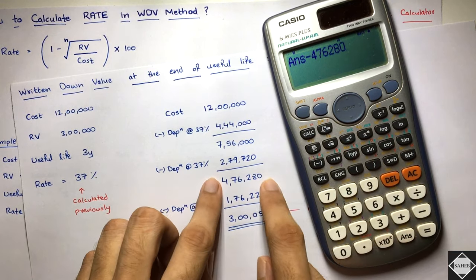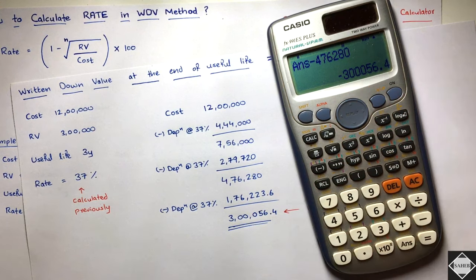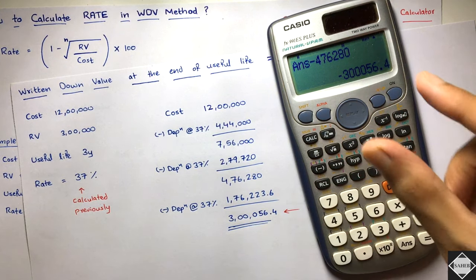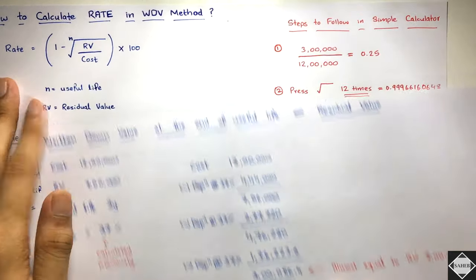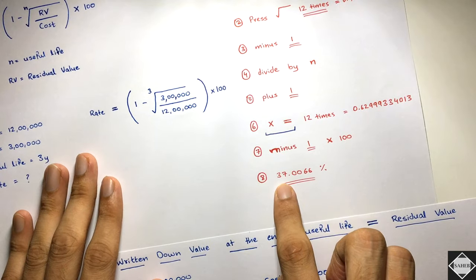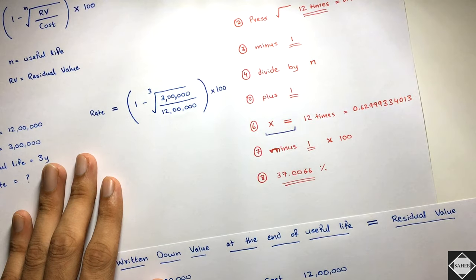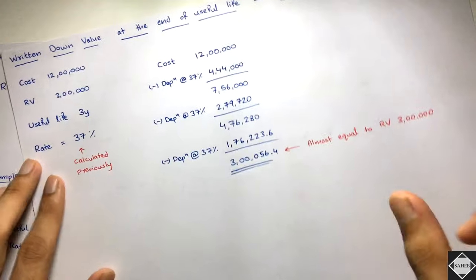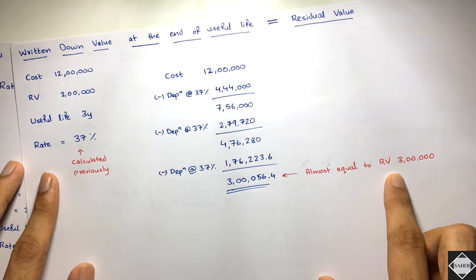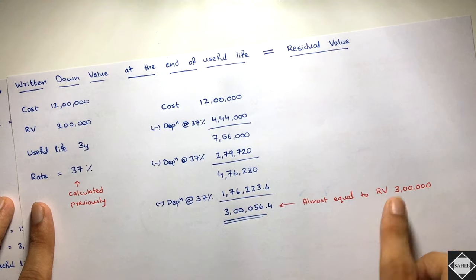4,76,280 minus this, that's equal to 3,56,400. You see, there is a small difference of 56.4, that's because of the rounding off, because the percentage of depreciation came out to be such a long number, 37.0666 something. So we didn't use that exact percentage. That is why a slight difference is there, but it is almost equal to the residual value, that is equal to 3 lakh. Yeah, almost equal to 3 lakh.